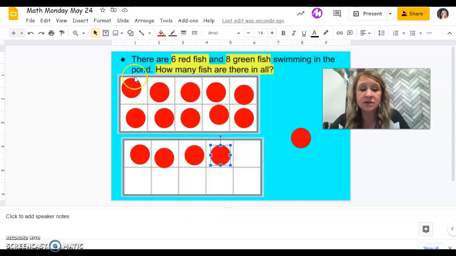Now I can answer how many fish there are in all by counting all of the counters or by saying there is 1 ten and 4 ones. So if I have 1 ten, that's 10 plus 4 more. Yep, 14. Or you could just count the counters, whichever is easiest for you. But this whole full 10 frame means there is 1 ten. So I can draw a 1 in the tens place right now if I want to, and then a 4 in the ones place. So 6 red fish and 8 green fish is 14 fish.